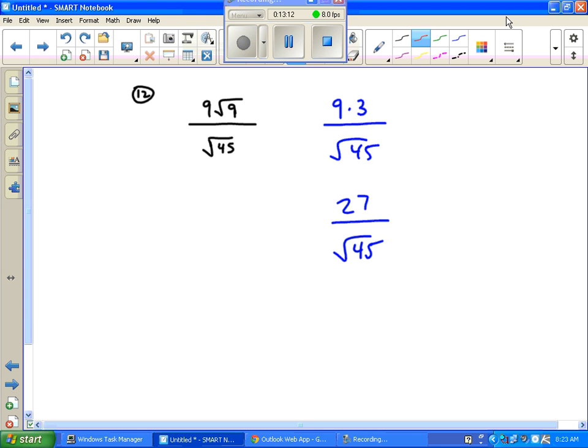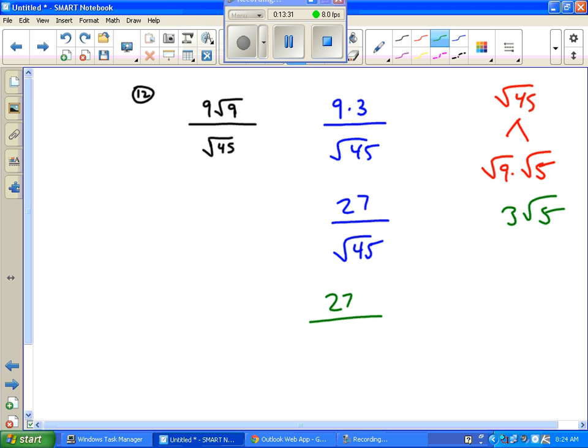We could simplify the square root of 45 as well, just like we did the square root of 9. 45 separates into the square root of 9 times the square root of 5. Square root of 9 is 3 times the square root of 5. So now you have 27 over all of this, the square root of 45 became 3 times the square root of 5. So 27 over 3 times the square root of 5.